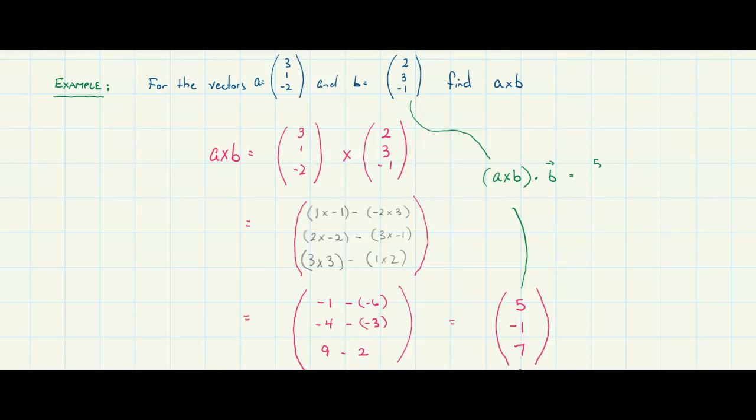Let's check it. So it's 5, -1, 7. Let's dot that with, it doesn't matter, 2, 3, -1. And let's see what we get. 5 times 2 is 10, -3, -7, and lo and behold, I get 0. Isn't it beautiful when things work out?